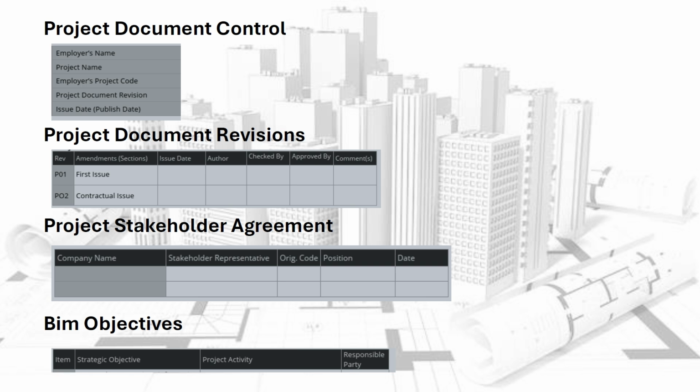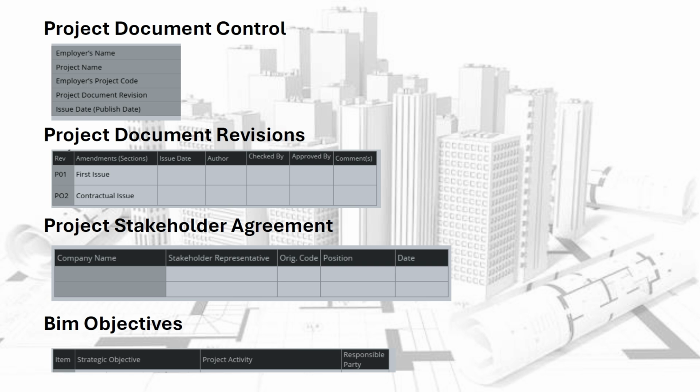Employer's name. The name of the client or employer for the project, e.g., ABC Construction Limited. Project name. The name of the project being worked on, e.g., Downtown Office Complex. Employer's project code. A unique code assigned by the employer to track the project, e.g., P-12345 or XYZ 2025. Project document revision.